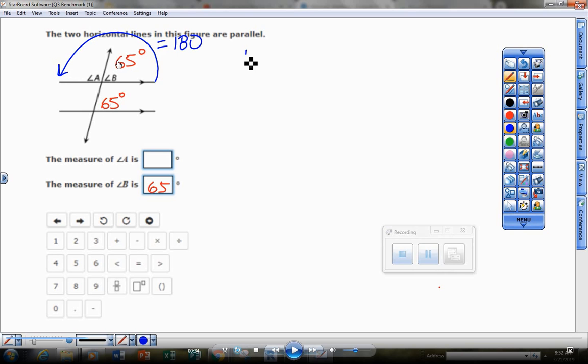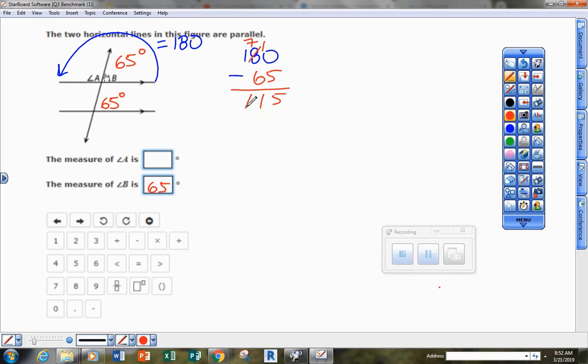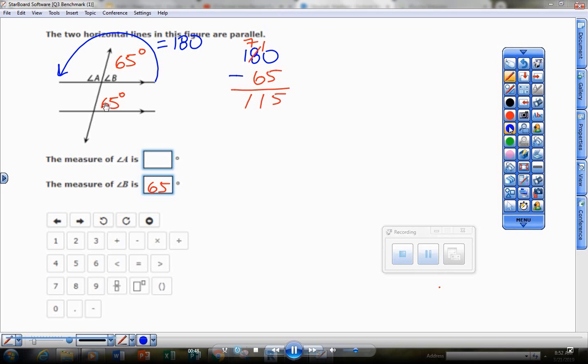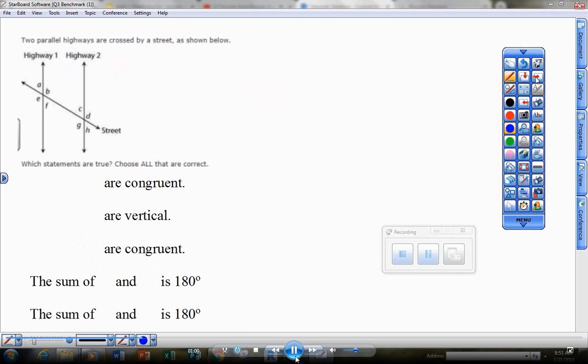If this is 65, the one above it is 65. And then all I need to do is subtract that 65 away from 180 to find that last angle right there. So if I do 180 minus 65, that will give me what that remaining angle would have to be. That would be 115 degrees. So again, if I give you this angle down here, know the angle directly above it is the same. They're congruent. And then using that to subtract from 180 will give you the other angle in that supplementary pair.